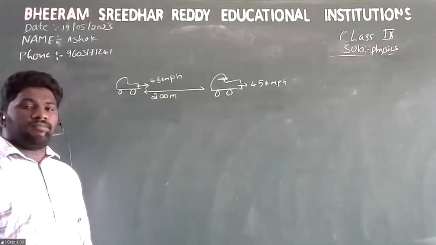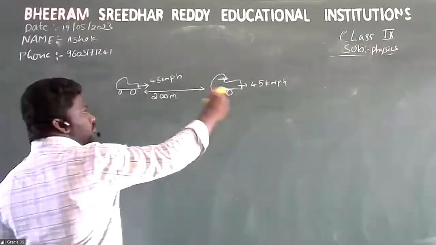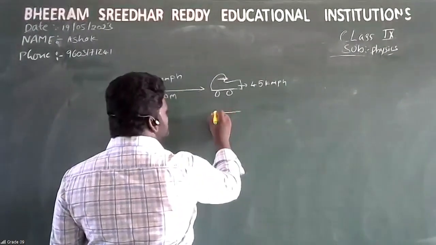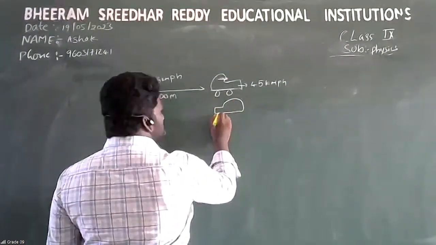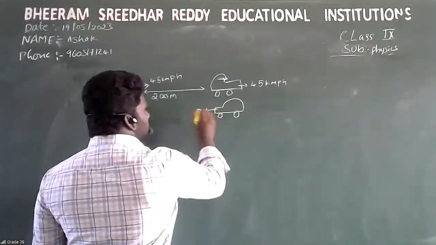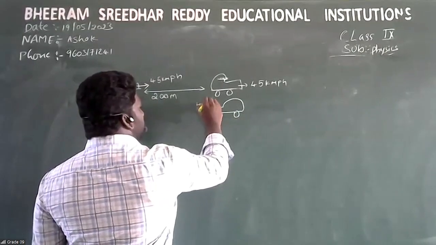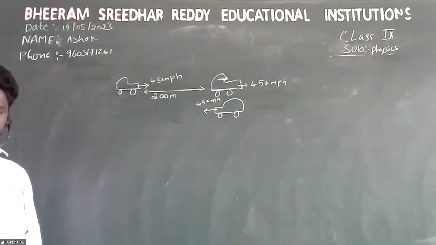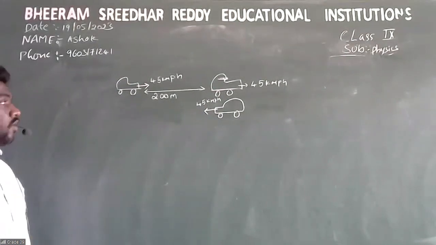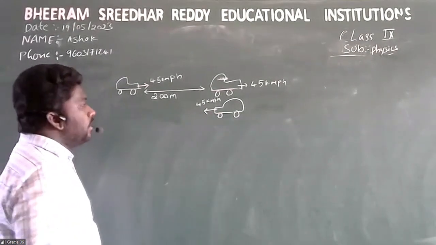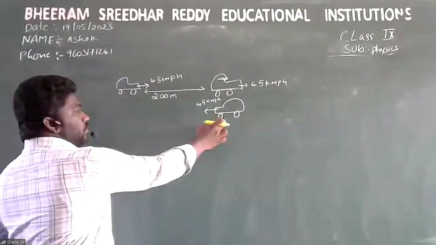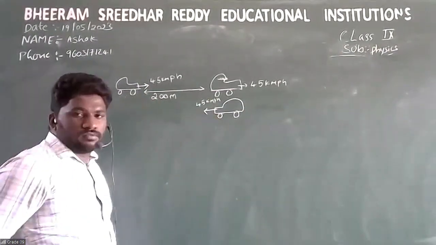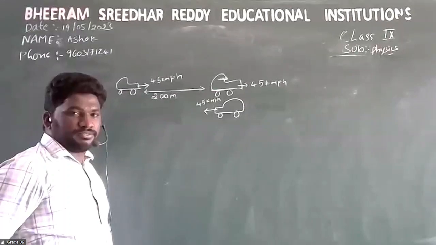At the same time, a third car is moving opposite to these two cars, traveling in this direction with a speed of 45 kmph. That means 45 km per hour. Now here, we have to find the time taken by the third car to meet the second car. We have to find the time, just.